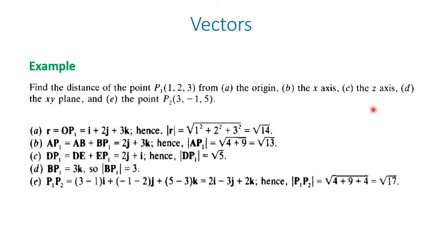The third one is to calculate the vector and its magnitude, the distance of the point P1 from the xy plane. When we talk about the xy plane, it means that the x component 1 and the y component 2 become 0. The distance vector, let's say BP1, is equal to 3k, and its magnitude will be just 3.